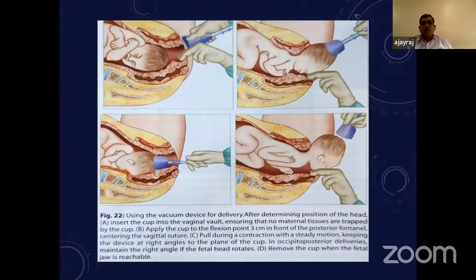So, here we are demonstrating. The vacuum is applied and there is no contraction. During contraction, with the push-ups of the mother, gentle traction in horizontal direction, and then according to the axis of the birth canal, and as soon as the jaw has been reached, the cup is removed.